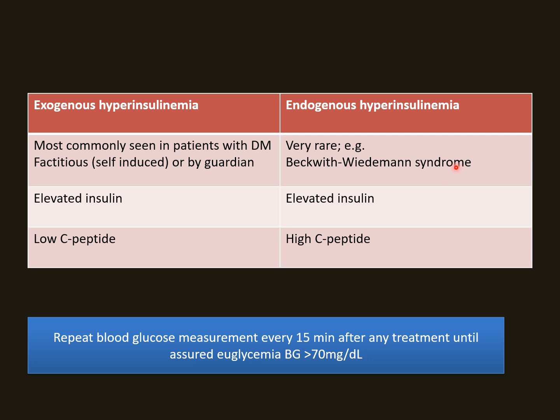Beckwith-Wiedemann syndrome is associated with hypoglycemia, especially in the neonatal period, and the insulin level will be elevated here. So both of them have a high insulin level, but the difference is that the C-peptide will be elevated in this case. If you have any child presenting with hypoglycemia, you need to repeat the blood glucose measurement every 15 minutes after any treatment until euglycemia is assured and the blood sugar is normalized.